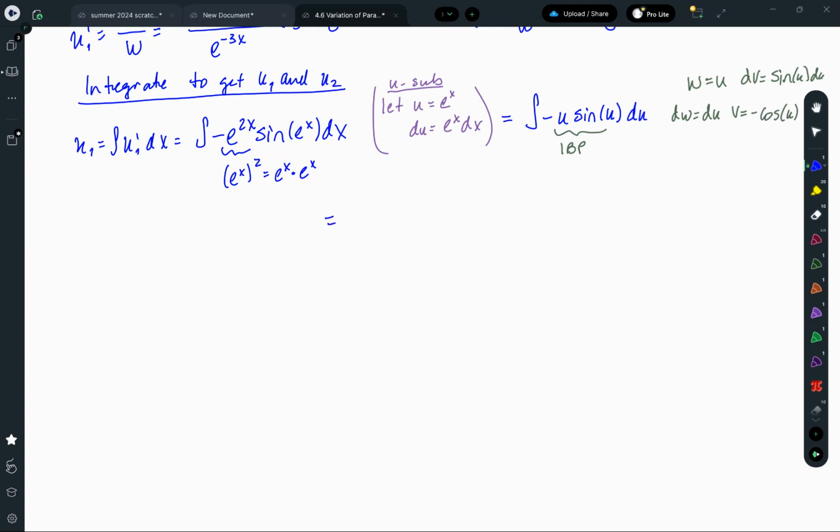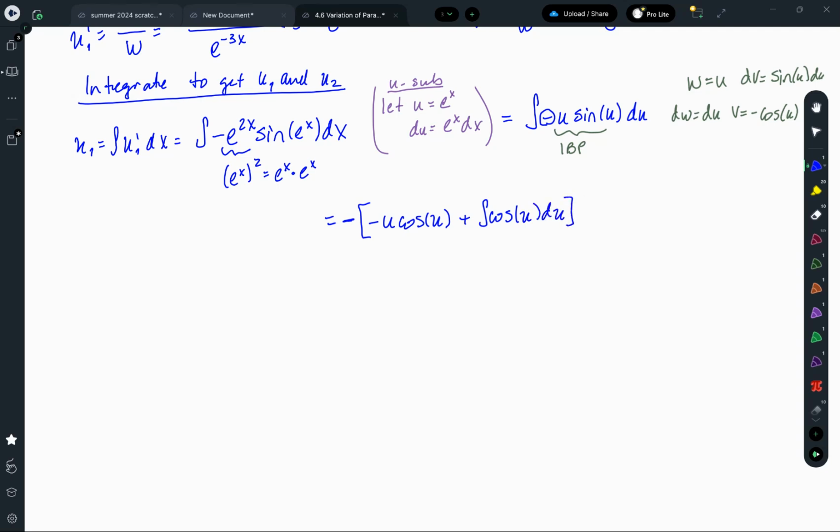UV or WV, and I remember I have this minus sign out here, so I'm going to put that minus sign totally to the outside. I'm going to put some brackets in, and I'll distribute it in a little bit, okay? My integration by parts tells me the WV, that'll be a minus U cosine of U, minus a negative, so it'll be plus the integral of cosine of U du.